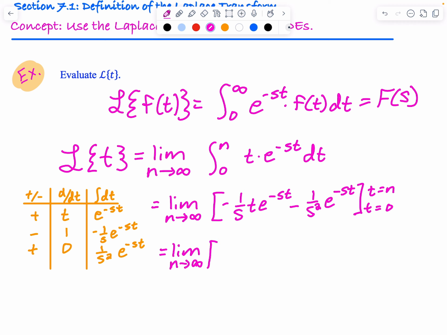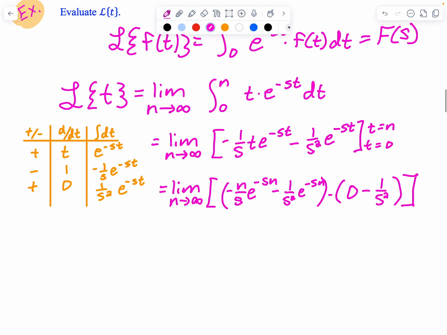Okay, let's plug in n first. So it's going into t, so I'm going to get negative n over s e to the negative sn minus 1 over s squared e to the negative sn. So that's the first, and I should have put these in parentheses to keep them straight. So that was the plugging in n, minus, and then we have to plug in 0, and you just have to be careful because most people are like, oh, I plug in 0, things go away. Yeah, you're right, the first term goes to 0, but this back term, e to the 0, is just 1, providing that 1 over s squared.